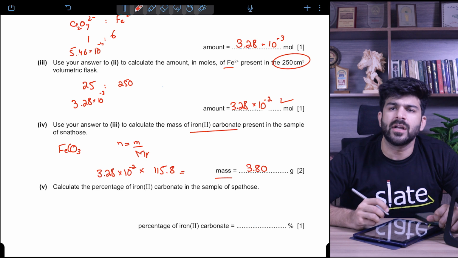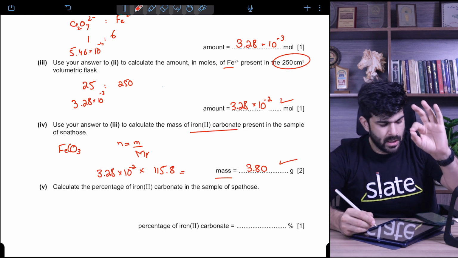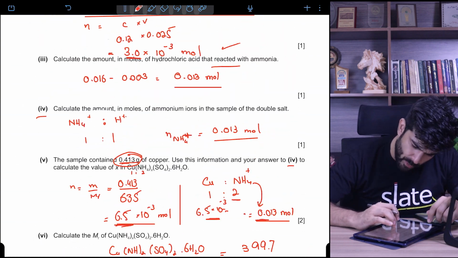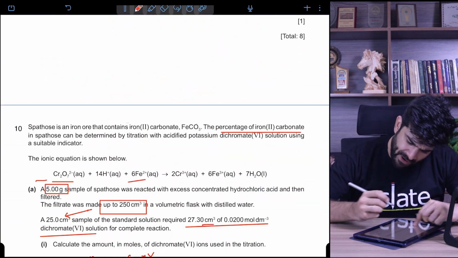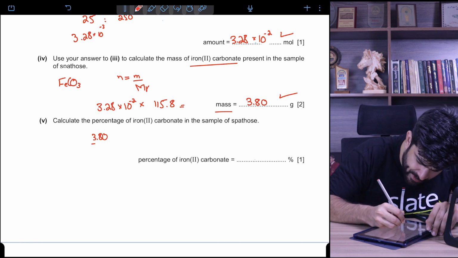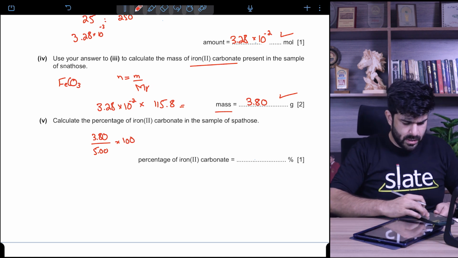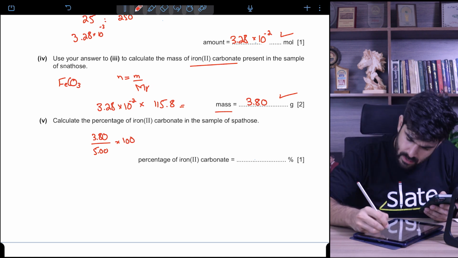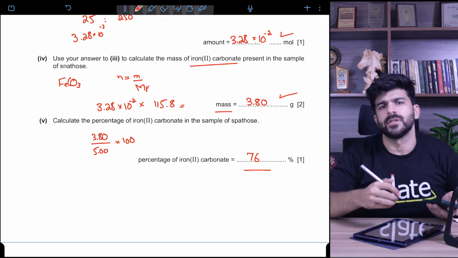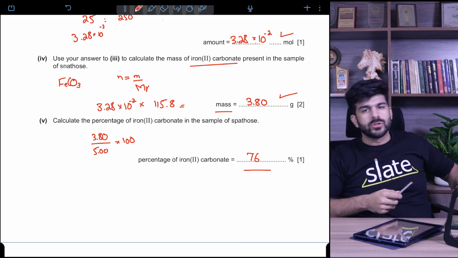Calculate the percentage of iron carbonate in this sample. अब ये है pure iron carbonate का mass. Total sample का mass हमारे पास given है ऊपर. It was 5 grams. Simple calculation again. 3.80 divided by 5.00 multiplied by 100. And the answer will be 76%. So students, these are the so-called tricky questions of moles.